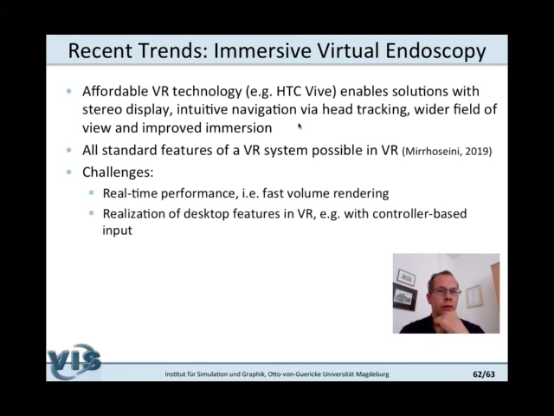So it depends whether we have a pre-computed path or not. If we have a pre-computed path, then the actual navigation could be something like a weighted average of the pre-computed path and the movements I carry out with changing my head orientation. So I commented already on the wider field of view and the improved immersion as advantages of virtual reality. So Mirosini and colleagues provided such a system.